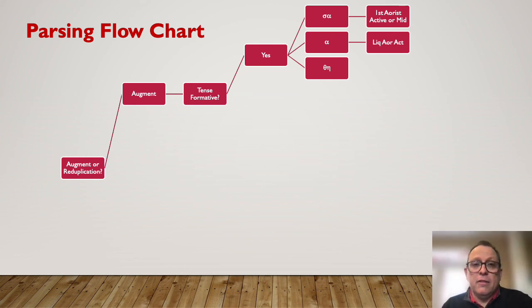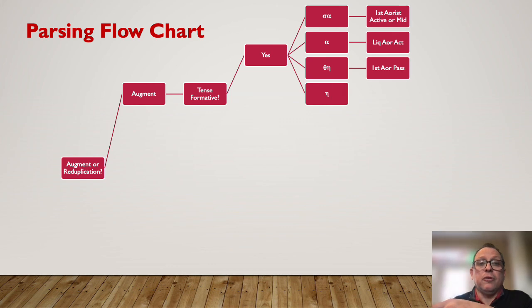If you have a theta eta, the theta eta is going to tell you that you have an aorist passive. Along with that, you also have an eta option, which would tell you it's a second aorist passive. So that gives you all of the options for augment and a tense formative. Sigma alpha, alpha: aorist active or middle, although you don't have a liquid aorist middle at least listed in your master verb chart. Then theta eta is a first aorist passive, eta is a second aorist passive.